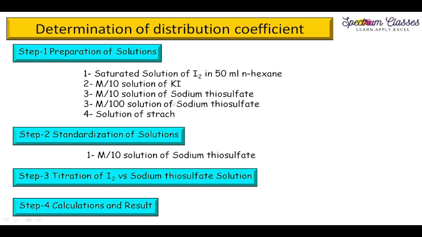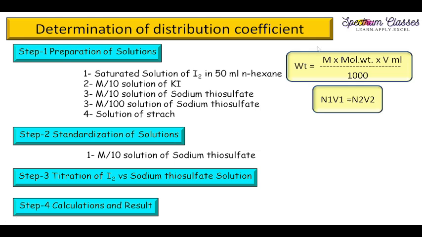To prepare these solutions, M/10 and M/100, what do we need to do? We follow this formula. If I want to prepare M/10 sodium thiosulfate, you take M/10, multiply it by the molecular weight of sodium thiosulfate and the volume in which you are going to prepare, say 500 ml or 250 ml. To convert it into liters, we divide by 1000. So here you will get the weight.